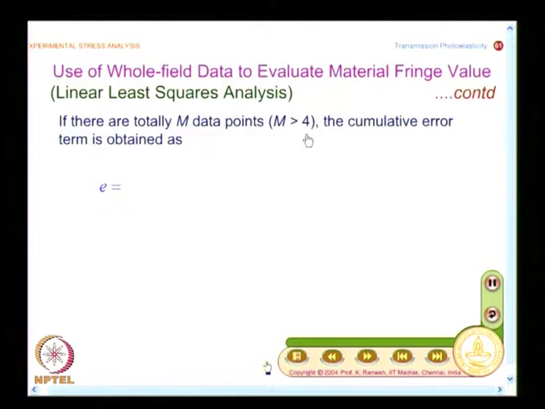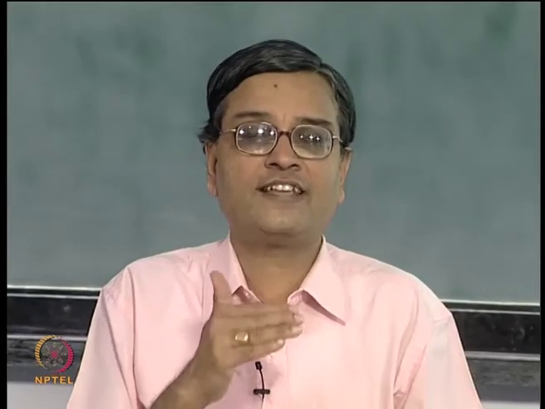Since I have a whole field information available, I can take many data points and I will ensure that I have the number of equations greater than the number of unknowns. And we will also finally see a recommendation for this methodology to work, how many data points are recommended. Though our ultimate aim is to find out only 4 unknowns, we would use many data points.